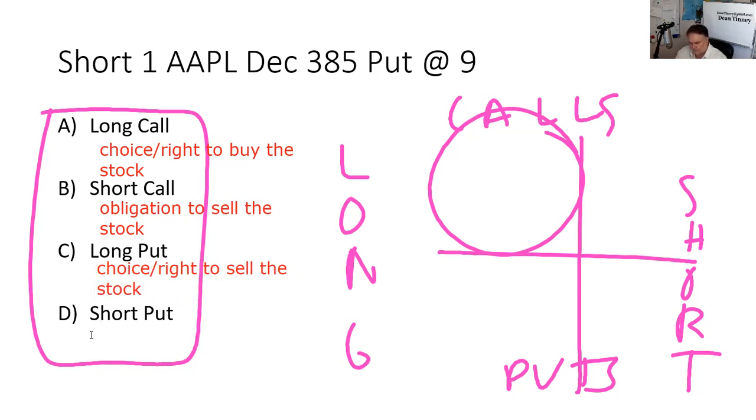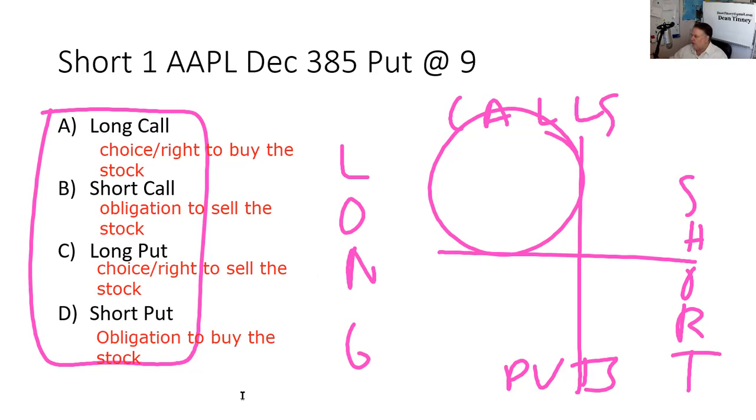And this is an obligation to buy the stock. Those are our 4 basic positions, right? And we have our matrix. We know what these are, right? I said, well, can you tell me about a long call, right?